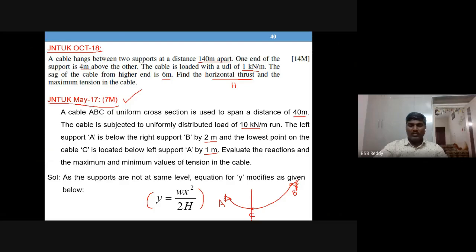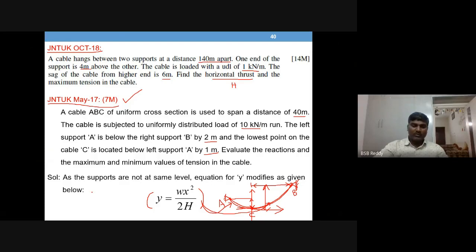So now you have to consider this lowest point as origin, and you have to treat these two as two separate parabolas, because their span is different. So this is the span of the right hand side parabola, and the sag of the right hand side parabola is different, right? Whereas the span of the left hand side cable and the sag of the left hand side cable are completely different. So you have to treat them as two different parabolas. So hence the equation will change.